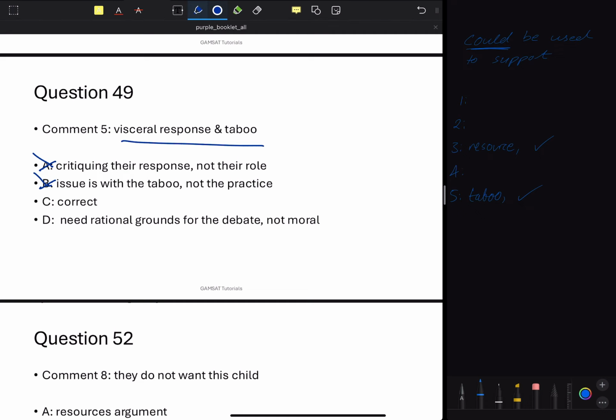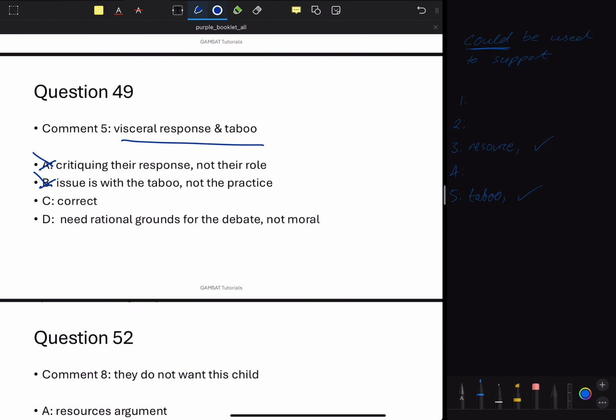So it's not B. Cultural taboos are irrational and therefore should not be taken seriously. That is the correct answer. Again, it's talking about the taboos. And then D, it's infanticide can neither be defended nor challenged on moral grounds. That is incorrect because it's saying that we need rational grounds for the debate, not moral grounds. So that is why C is the correct answer.